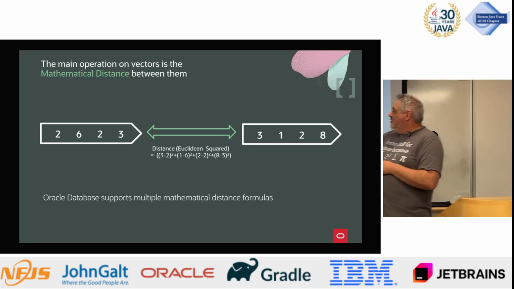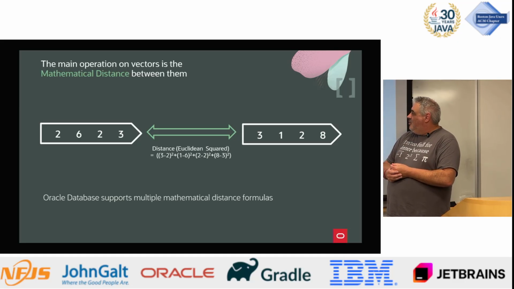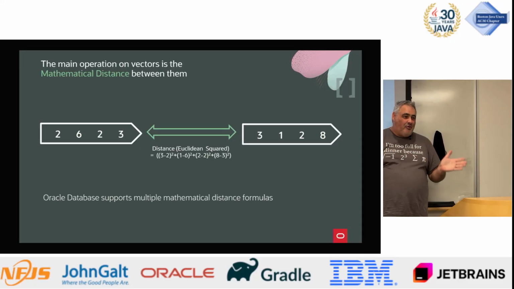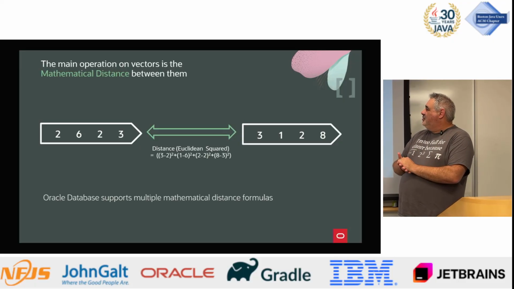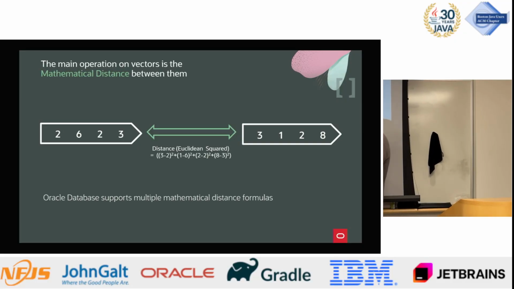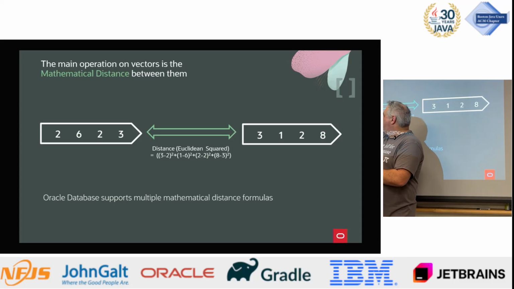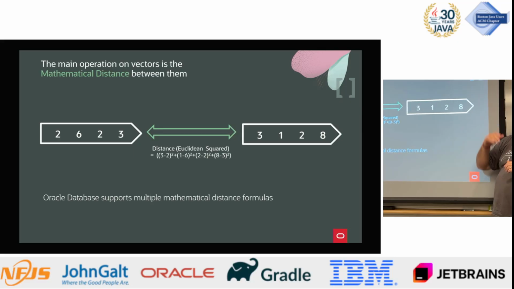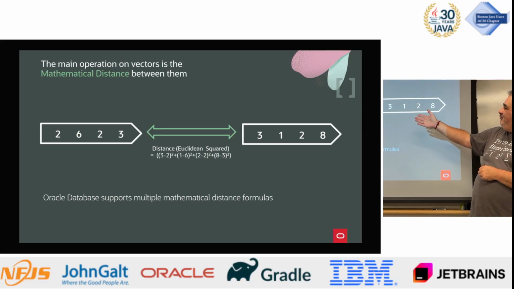One of them is called the Euclidean squared distance. One is called the Euclidean distance. There's the Manhattan distance, the dot product, the cosine distance. There are lots and lots of these. For example, with Euclidean distance you ask: what's the difference between the 3 and the 2? It's 1. The difference between 1 and 6 is -5, and so on. Then you add them up, and that adds up to, say, 7. That's the distance.